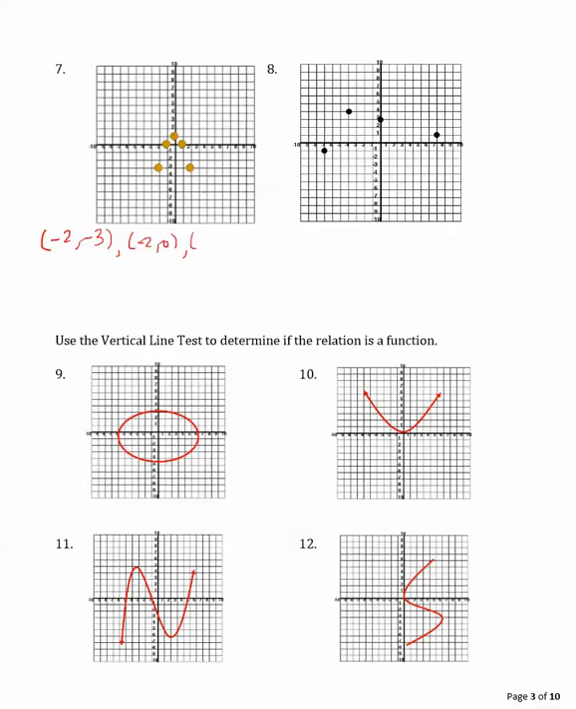And then we have one that's at 0, 1. And then we have one at 1, 0. And finally 2, -3. Now these points were not connected, they're just separate points, so this is a relation, just a set of ordered pairs.